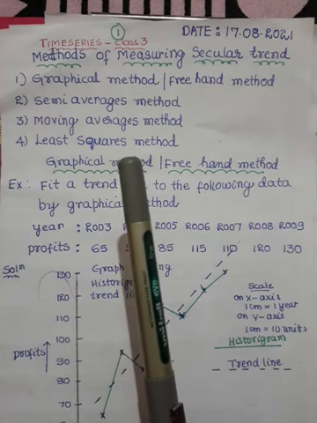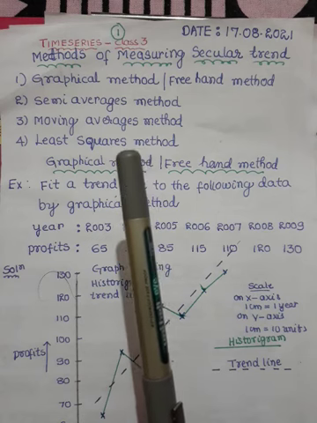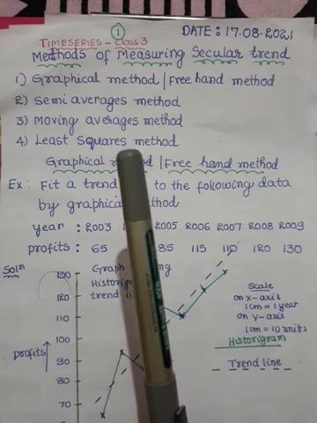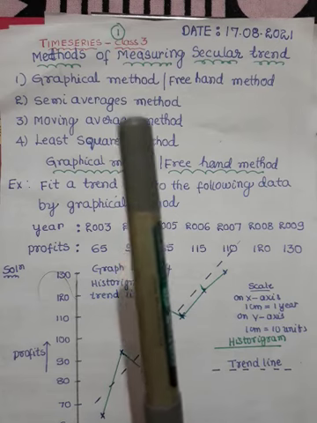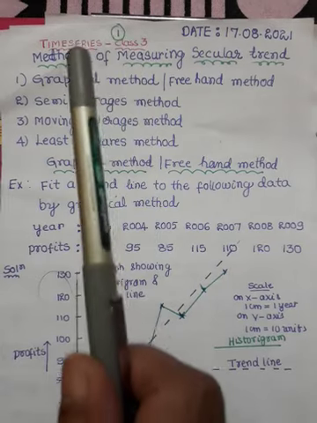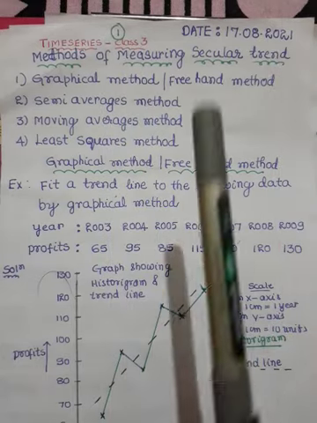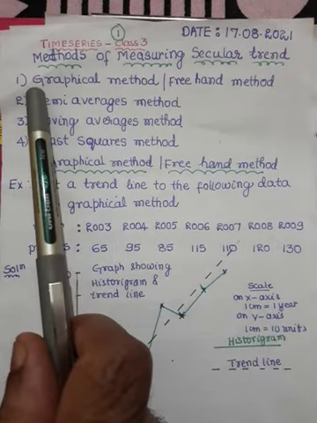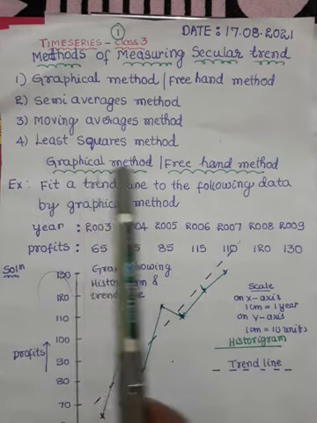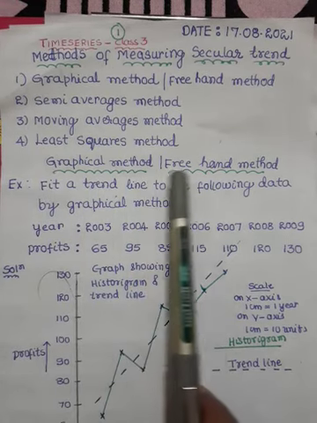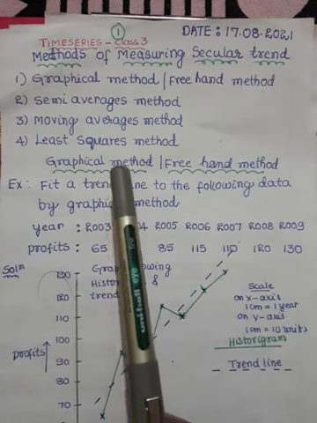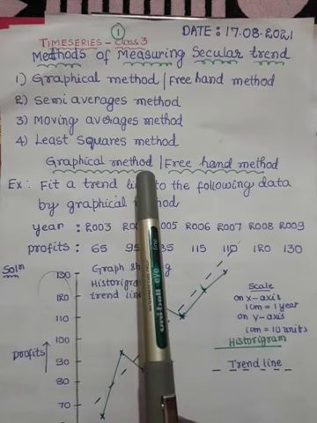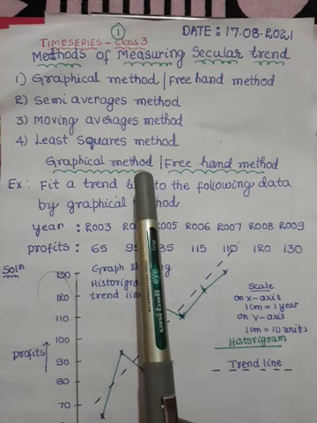The second component, the seasonal variation, is measured by seasonal indices. So we are not discussing seasonal indices this year. We are discussing only the methods of measuring secular trend this year. The first one is the graphical method. Let us discuss the graphical method or freehand method. This graphical method is the simplest method of measuring the secular trend.